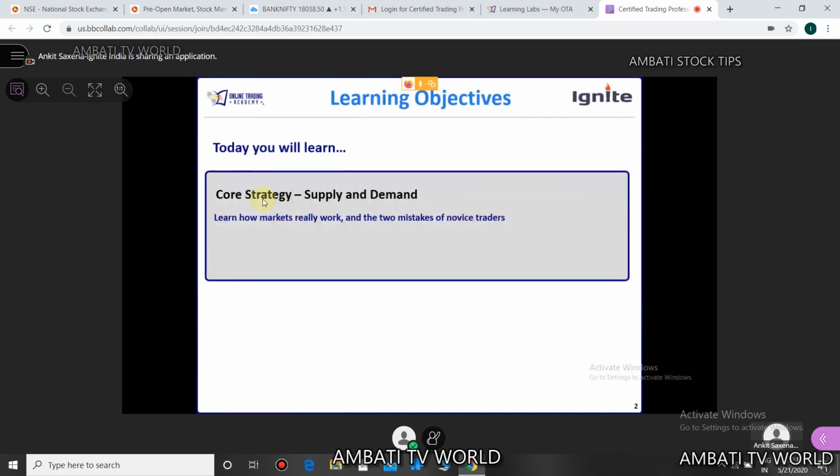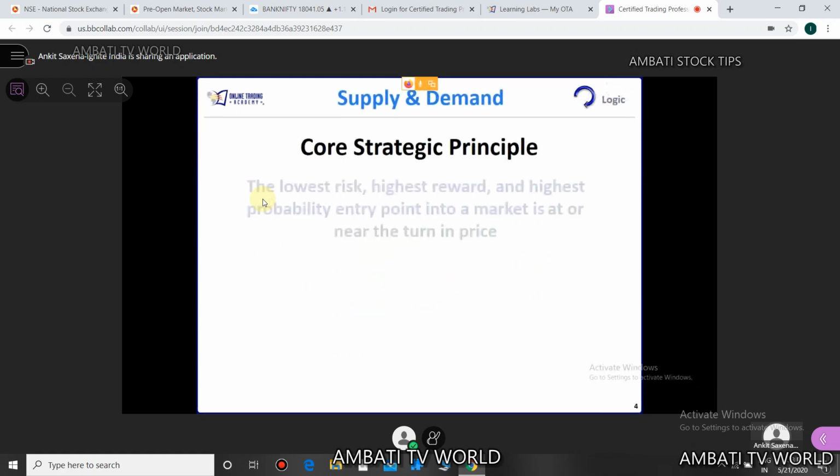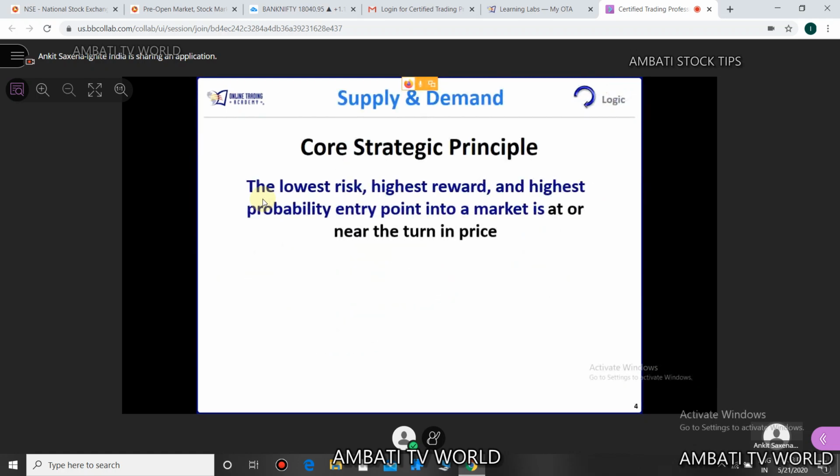Now, core strategy, supply and demand: learn how markets really work and the two mistakes of the novice buyers. The novice traders, the buyers and the sellers. So two mistakes of sellers and two mistakes of buyers. What is the core strategy principle? The demand and supply principle: the lowest risk, highest reward and highest probability entry into the market is at or near the turn in price.